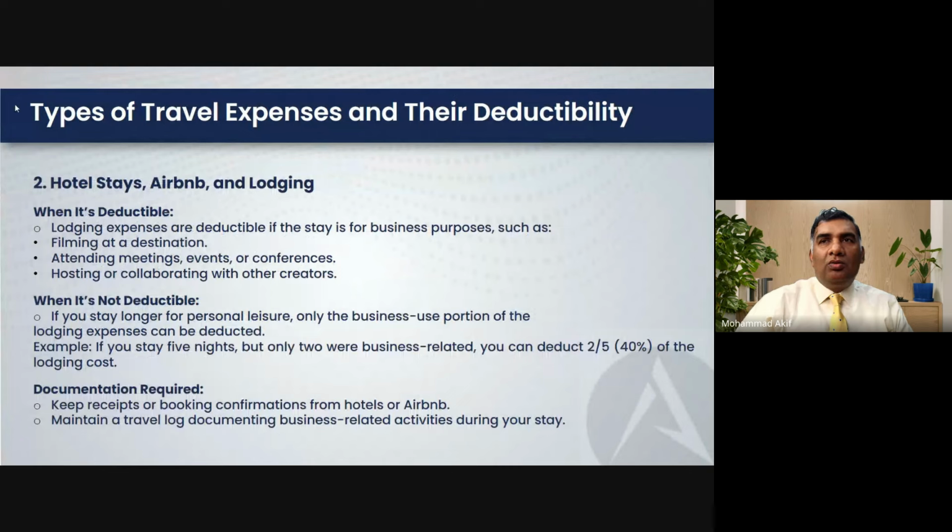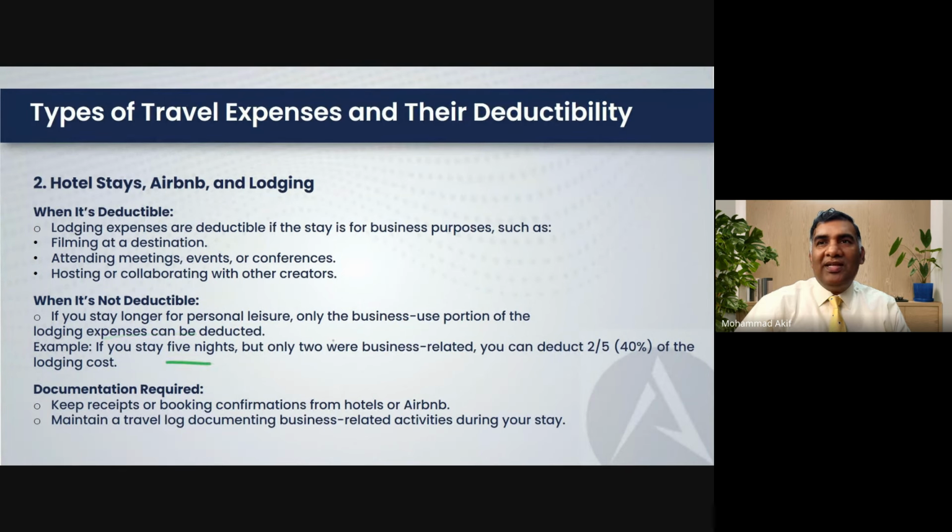All right, number two, types of travel expenses. Number two is hotel stays and Airbnb lodging. Technically, in the legal world, we would call it lodging. Hotel stays, Airbnbs, and lodging are deductible if you are staying at a place for business purposes, attending meetings and events. Lodging is included when you travel, just not the flights. What is not deductible is staying longer for personal leisure. Only business use is deductible.